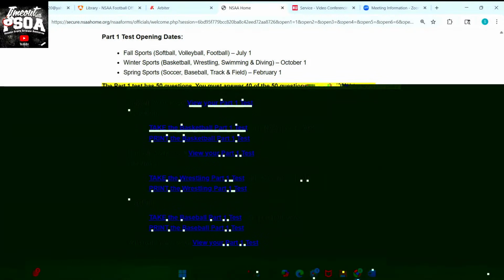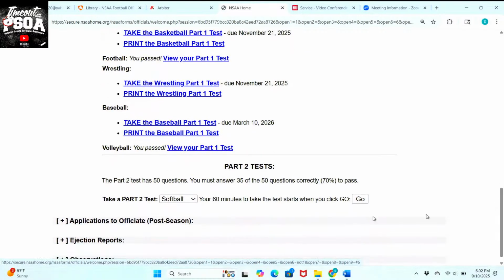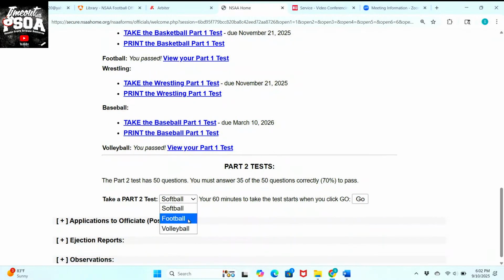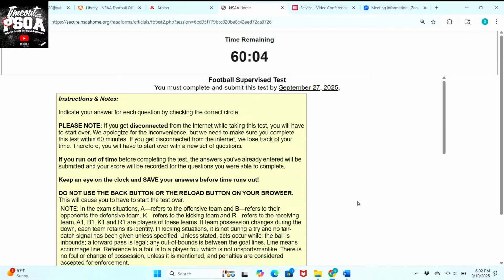Are we good? Football, where is closed book test? Part 2 test, there it is. Part 2 test, football, and then we have to get a 35 out of 50. All right, so that's our goal here today. As we're going through this, you see we have 60 minutes to complete these 50 questions.